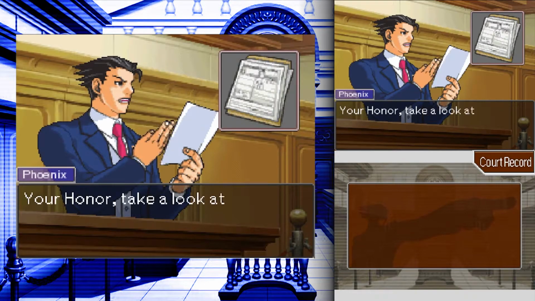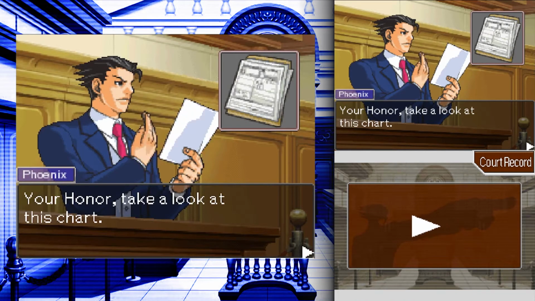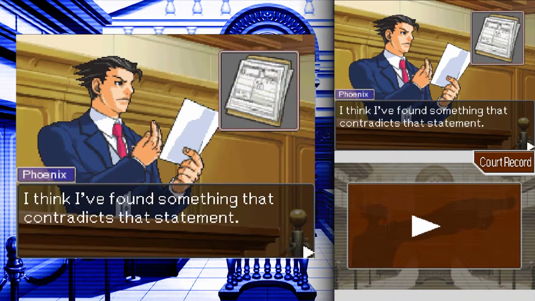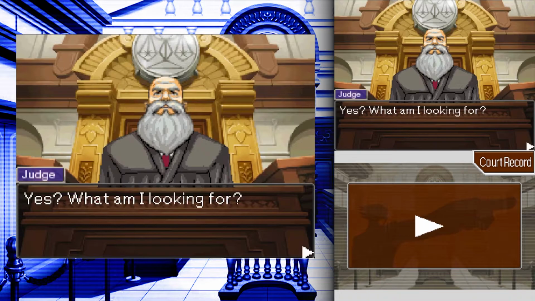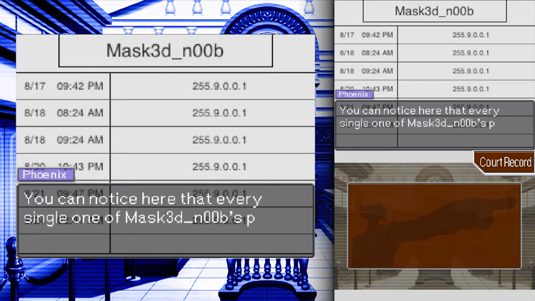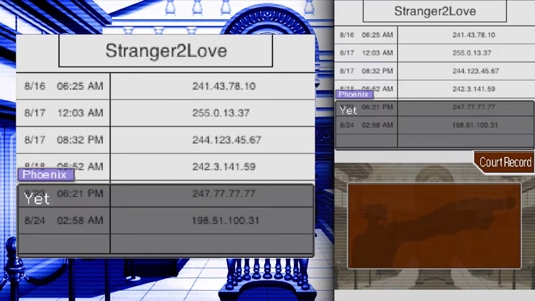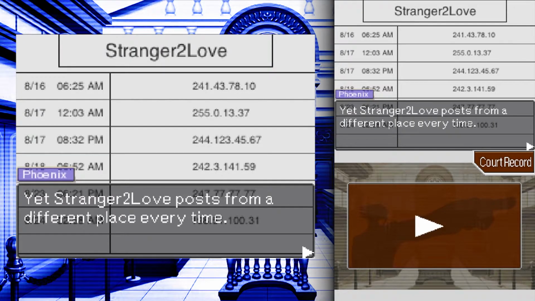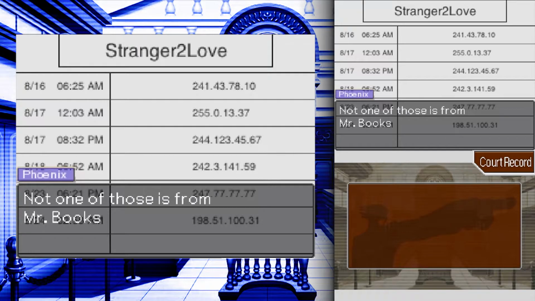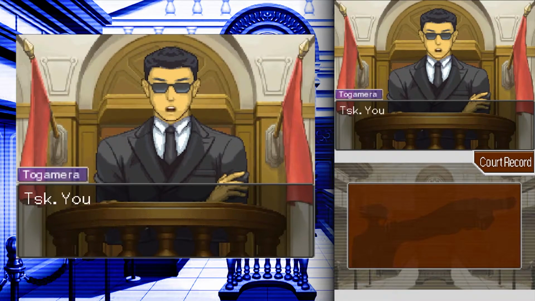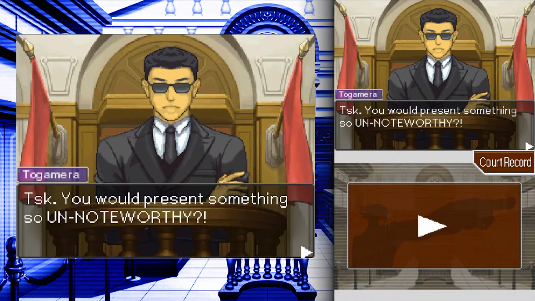Your Honor, take a look at this chart. I think I found something that contradicts that statement. You can notice here that every single one of Mass3D_N00B's posts is made from the same computer. His Strange of Love posts come from a different place every time. Not one of those is from Mr. Book's apartment.